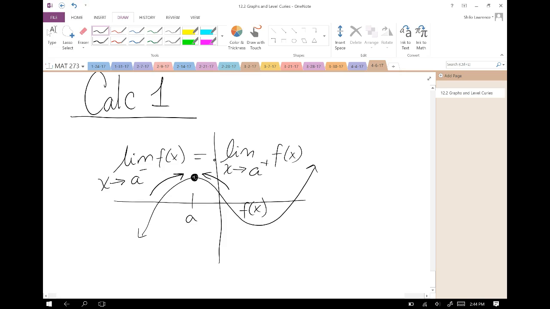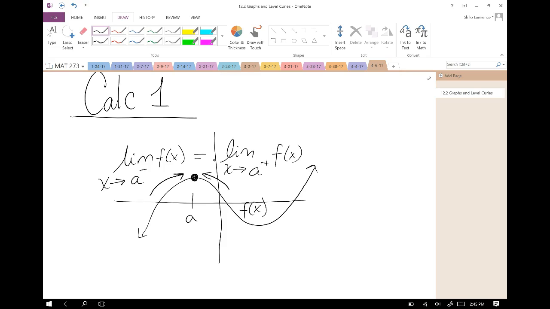If they were different, that means there was a gap in the graph. That means on the left we're approaching one value, but on the right we're approaching something completely different, and there is this big old gap. And if there's a gap, that means the limit does not exist. Okay? And that's because the x-axis is just a number line. It's one-dimensional. So all it has is a left and a right.